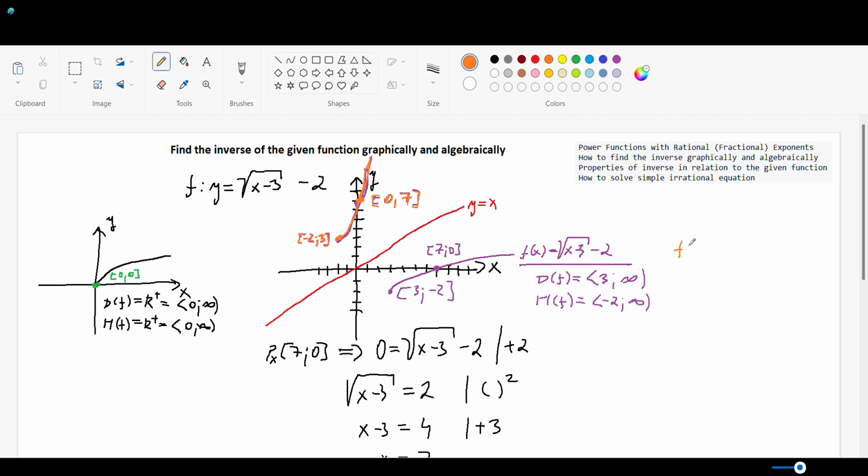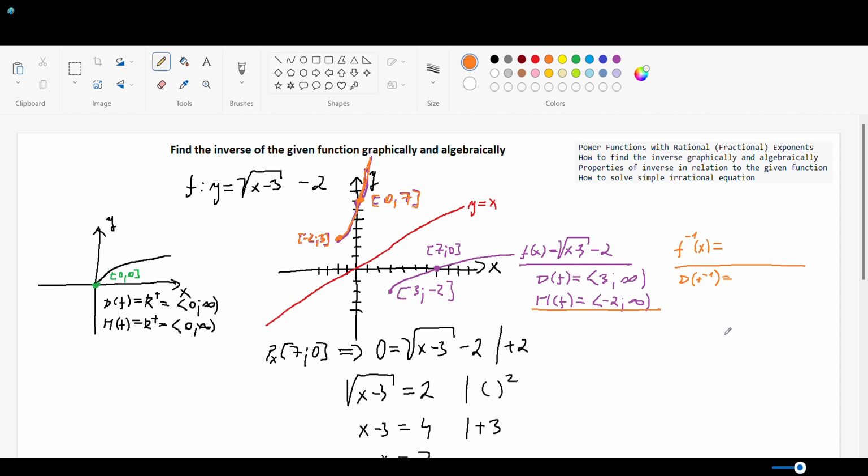Now for our inverse function, we still don't know the equation, which we will find later on when we find the inverse algebraically. So I'll leave this space empty. Here it should be some expression; we will find out later, as I said. But we can say that the domain of our inverse function should be now what? The range of our given function, or the original function.